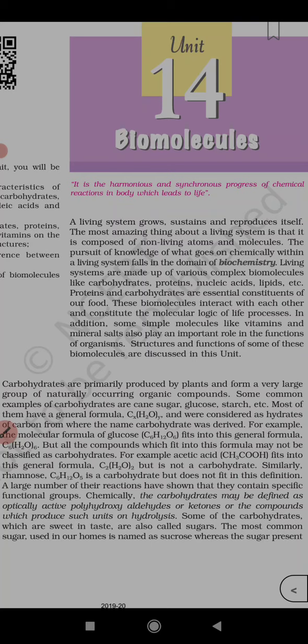Let's start with 14.1, Carbohydrates. What are carbohydrates? Carbohydrates are primarily produced in plants and form a very large group of naturally occurring organic compounds. These are primarily produced by plants by photosynthesis, of course. Some common examples of carbohydrates are cane sugar, glucose, starch, etc. Whatever is sweet in the carbohydrate is there.